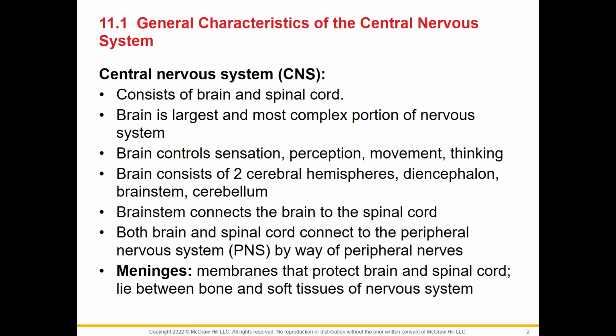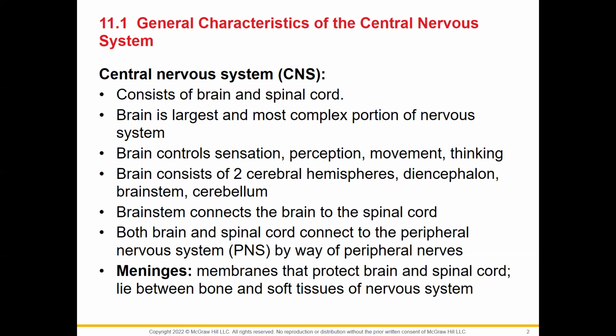You have meninges. Meninges are membranes that protect the brain and spinal cord. They sit between the soft tissues of the brain and the spinal cord and the bone that protects it. So meninges are the membranes that protect the soft tissue of the brain and the spinal cord. It sits between the soft tissue and the bone that protects it, so the skull and the vertebral column.